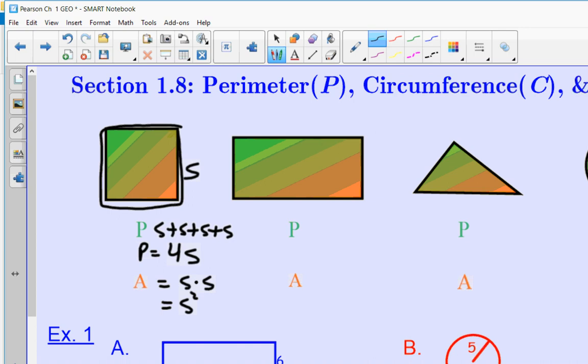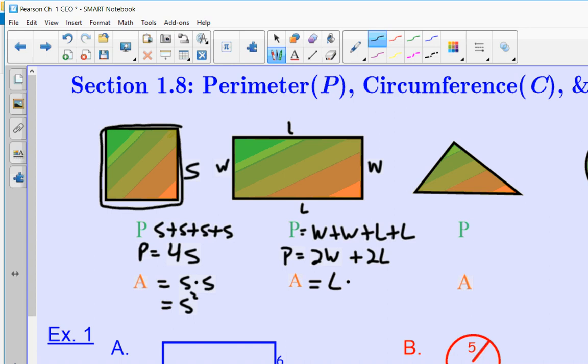For a rectangle, the two short sides are typically called the width, and the longer sides are the length. Okay, so for the perimeter, once again, it's adding up all the sides. It could be W plus W plus L plus L. But a little easier way to write that is just 2 times W plus 2 times L, since the lengths should be the same and the widths should be the same. Okay. For the area, it would be just the length times the width. Okay.